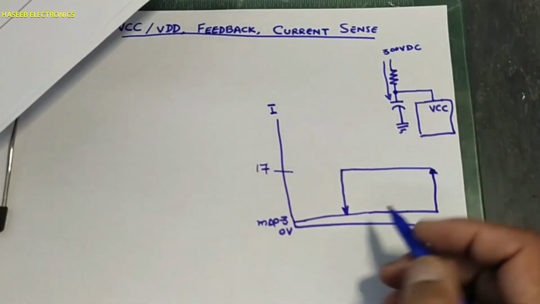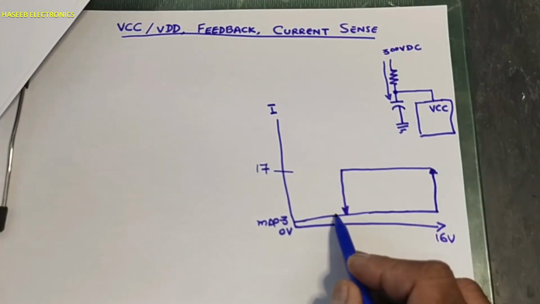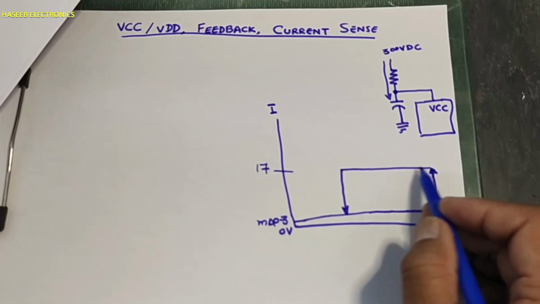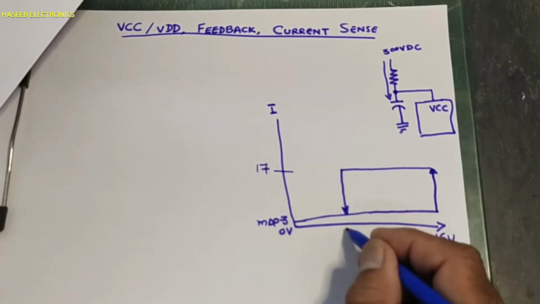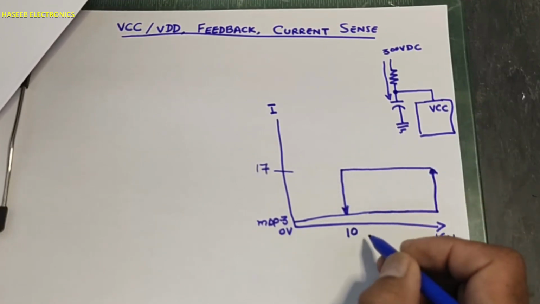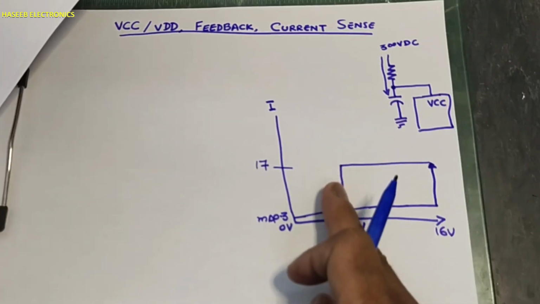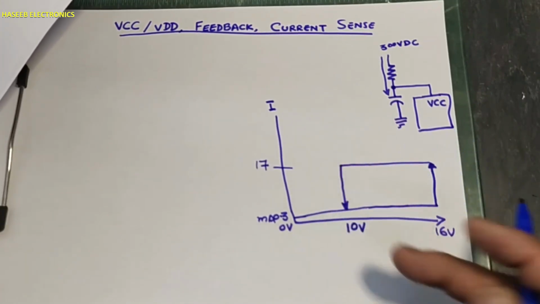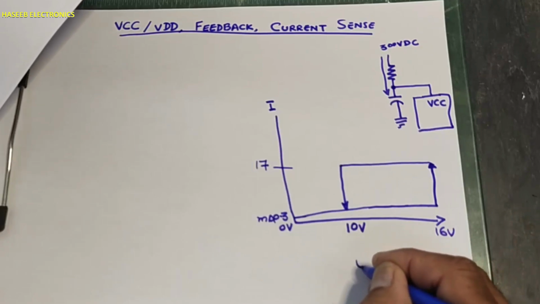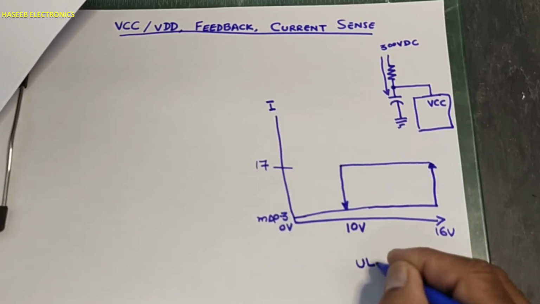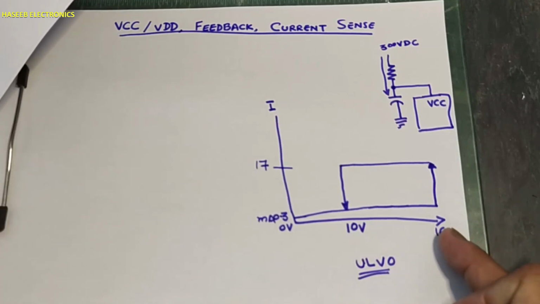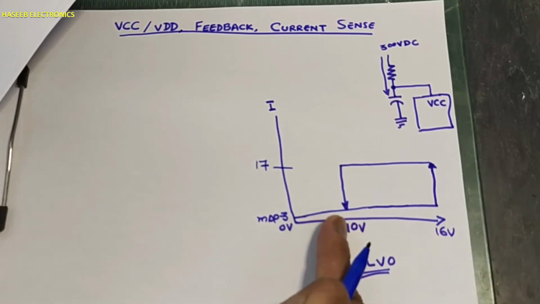At that time, the voltage will reach 16 volt. It will start switching, the IC will work. When the voltage reaches 10 volt again, it will turn off. When it turns off, again charging. So it is called UVLO thresholds. This is the starting limit, this is the stopping limit.